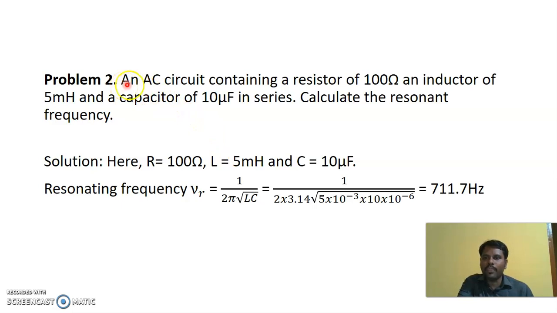Problem number 2. An AC circuit containing a resistor of 100 ohms, an inductor of 5 millihenry and a capacitor of 100 microfarad connected in series, calculate the resonant frequency. So we know that the resonating frequency is given by nu r is equal to 1 over 2 pi square root of L into C. Substituting the values of L and C, we obtain 711.7 Hertz.